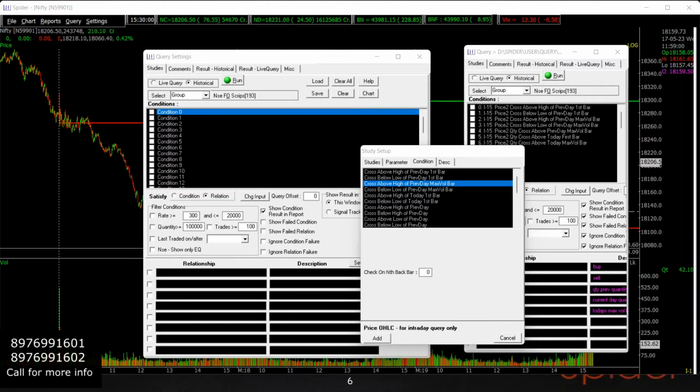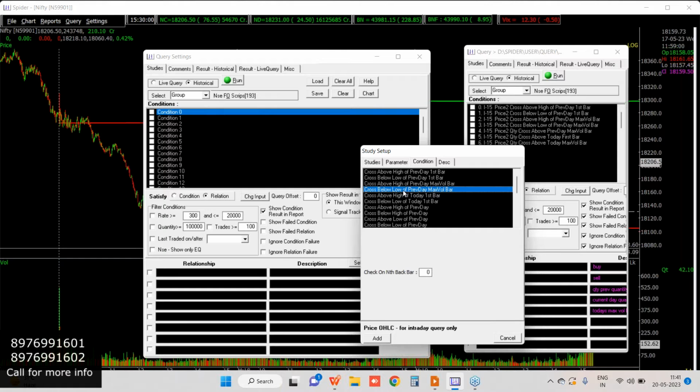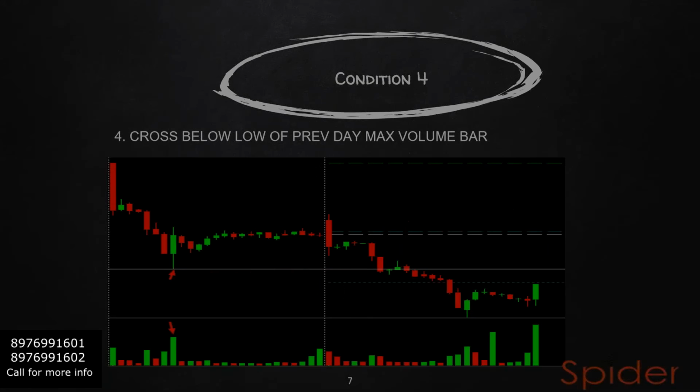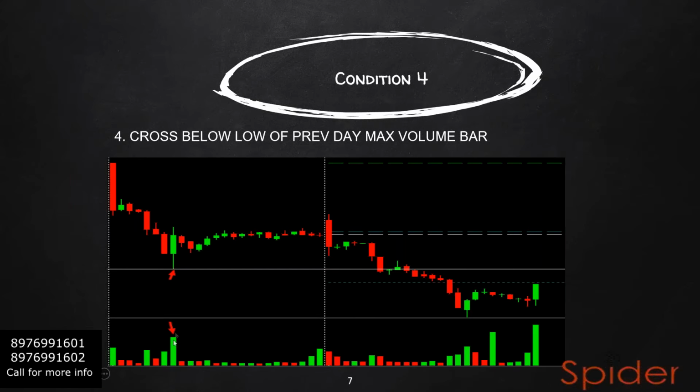Likewise, our fourth condition is the cross below low of previous day maximum volume bar. The low breakout will also matter if the high breakout is mattering to us. Over here you can see the highest volume was generated in this candle. It was a green candle, but it was a high volume candle. So we have to mark the high and low, and whenever the low is breached, you can see in this candle the low was breached.